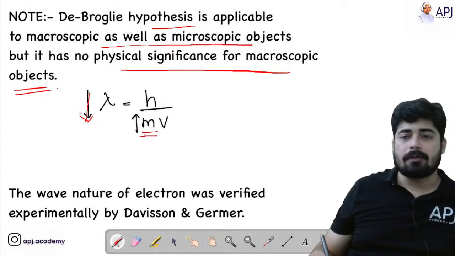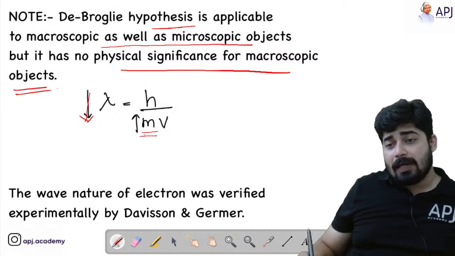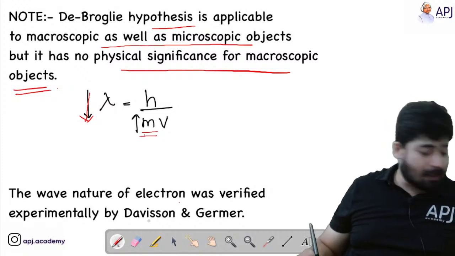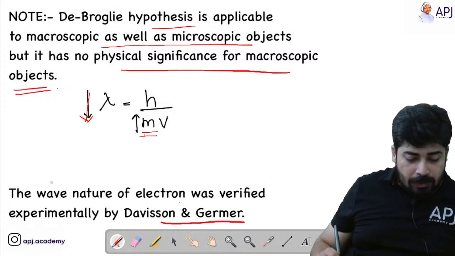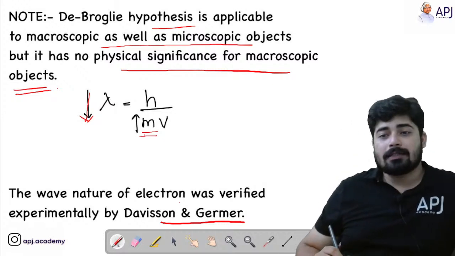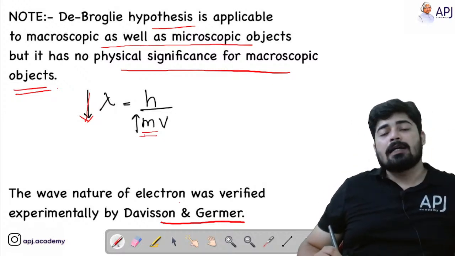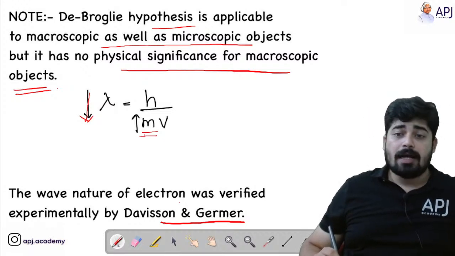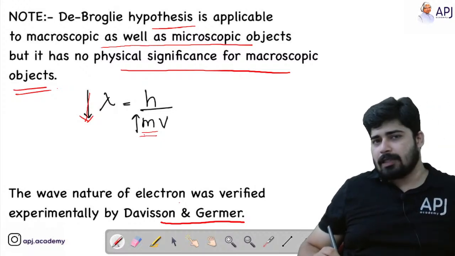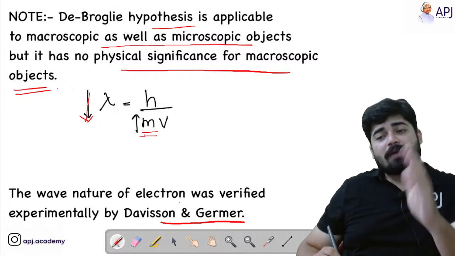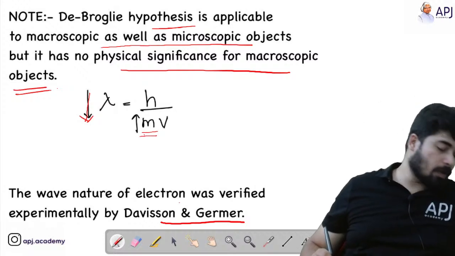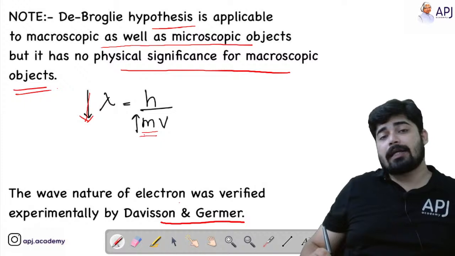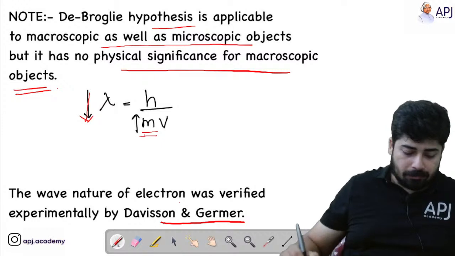Clear? Now, the wave nature of the electron was verified experimentally by two scientists, namely Davisson and Germer. We know that the electron has particle nature, but that the electron has wave nature was verified by Davisson and Germer by carrying out a diffraction experiment. They found out that yes, the electron has wave nature.